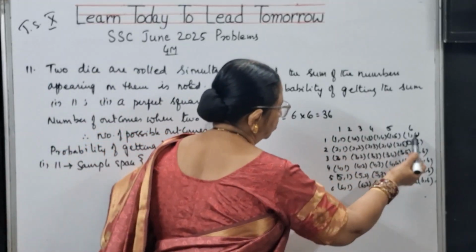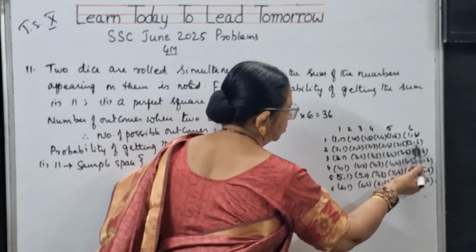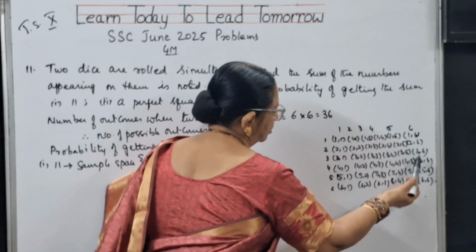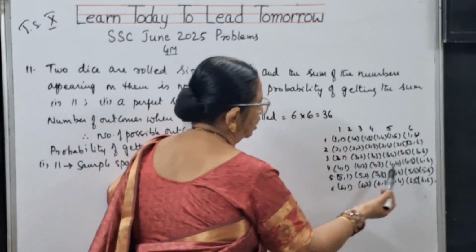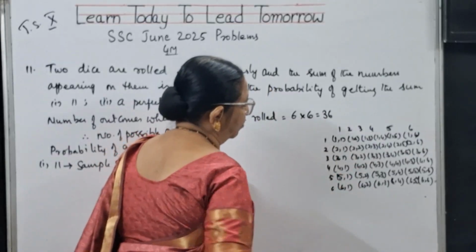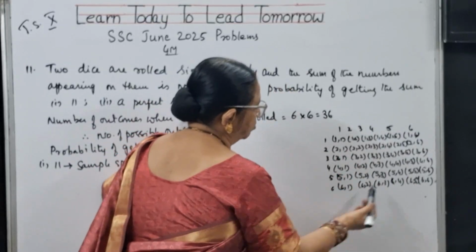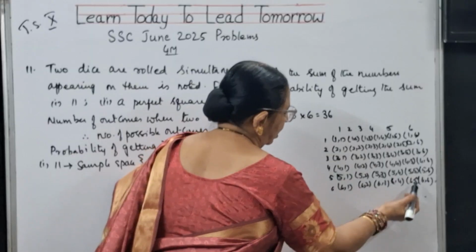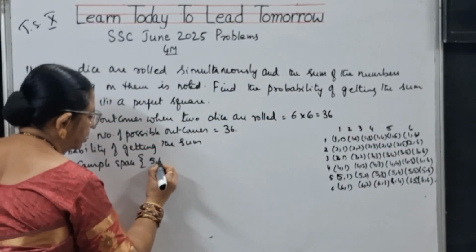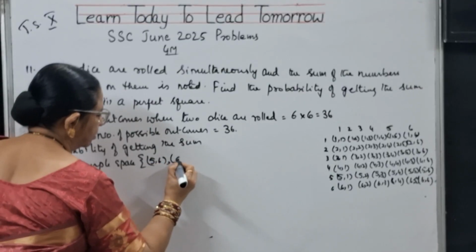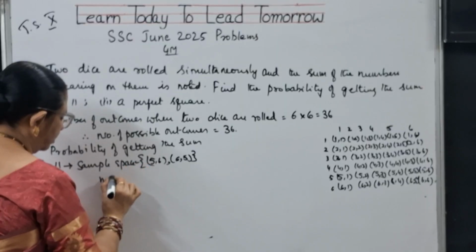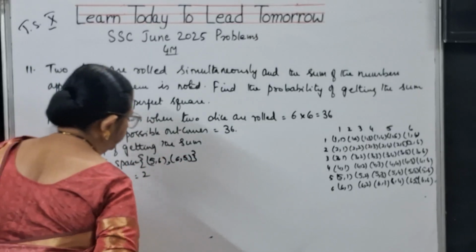So here it is not possible. Here also it is not possible. 2, 6 is the last one, that is 8. 3, 6 is 9. So it is all less than 9 only. 4, 6 is 10. This is also less than 11. And we want the sum 11. So 5, 6 is 11 and 6, 5 is 11. So the sample space is 5, 6 and 6, 5. That's all. So what is n of S? n of S, 2 elements are there.